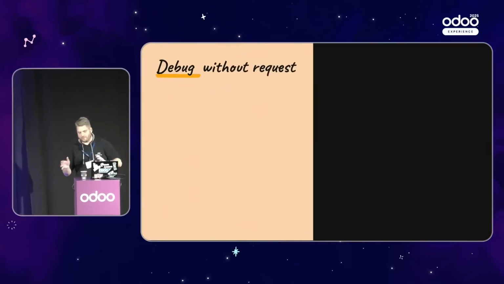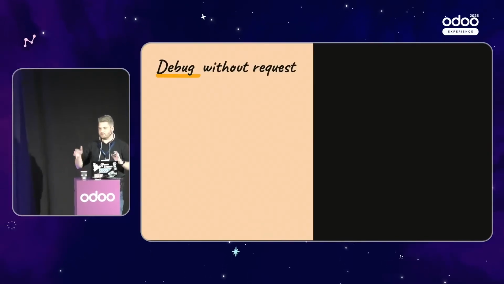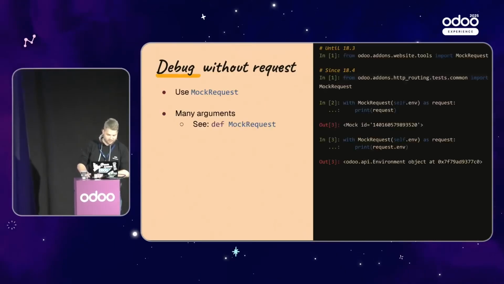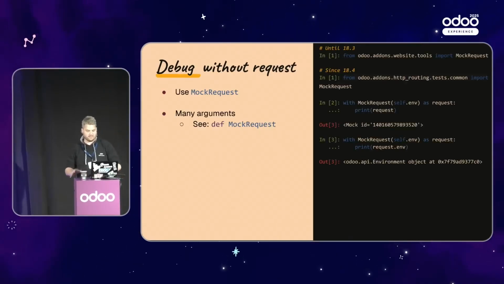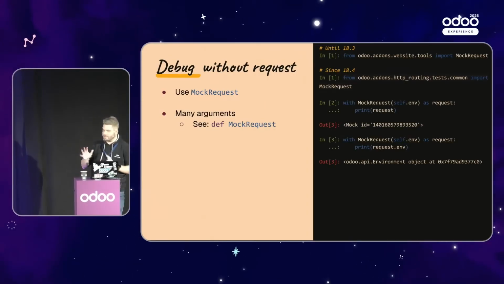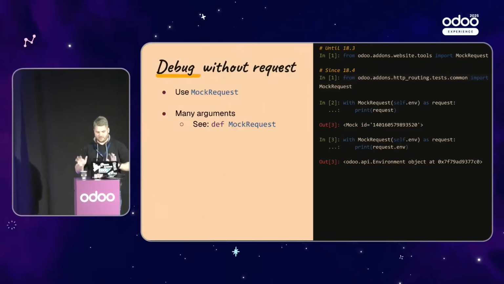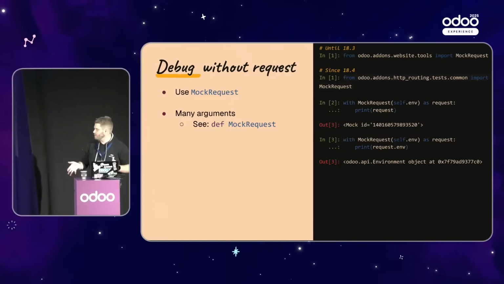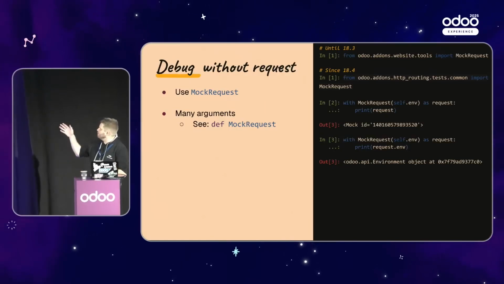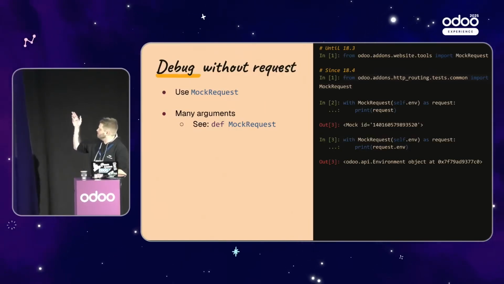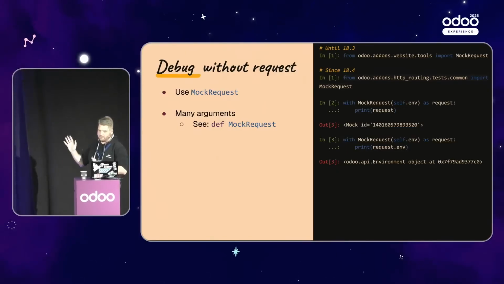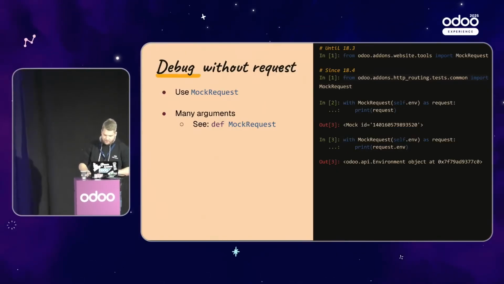Now, if you remember what I said earlier, I said that request was not available. Well, we have a tool for that actually, which is mock request. Now, it's a little side note here, but since it's a recent change, I mention it here. For those that already knew about mock request, it was before in the website tools, and it has been moved now in HTTP routing test command. So now you know, and this will be like that from now on.